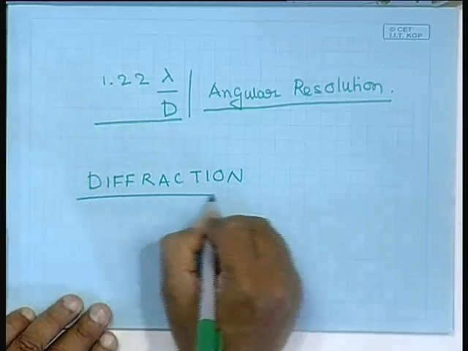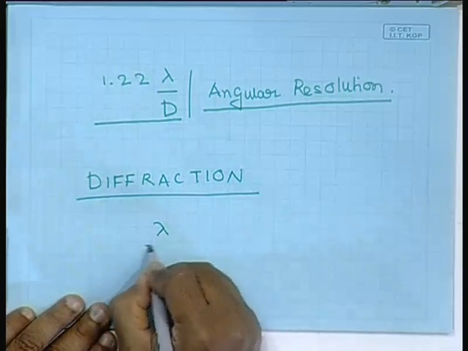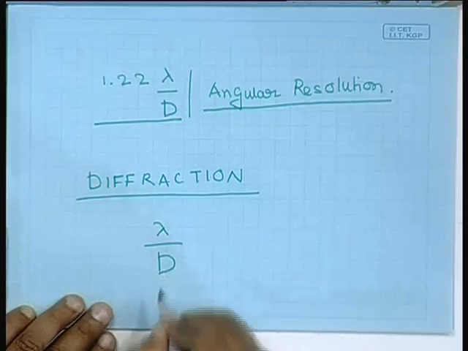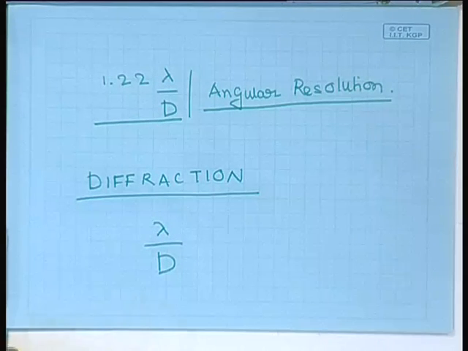it is typically of the order of lambda by d, where lambda is the wavelength of the wave that we are using. So, if it is optical, it could be 0.5 micron, if you are working in radio it could be meters or millimeters or centimeters, and d is the size of the aperture of your instrument.